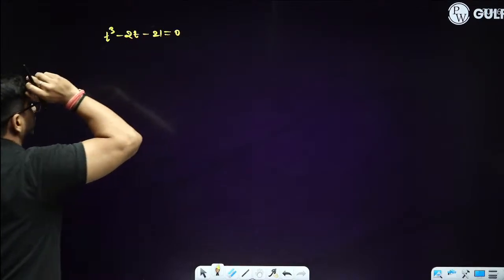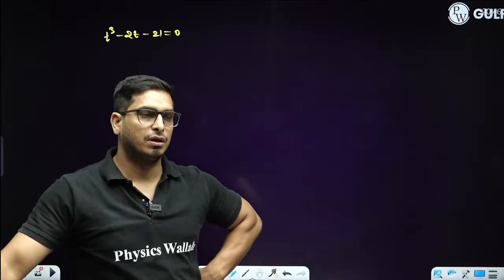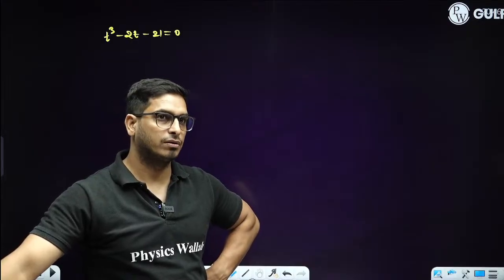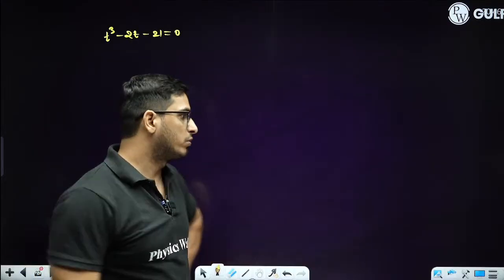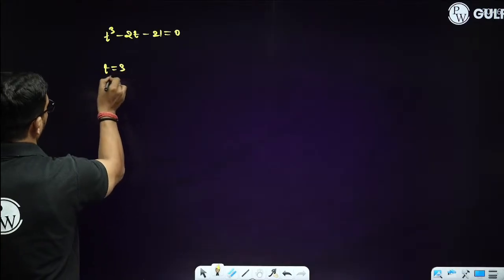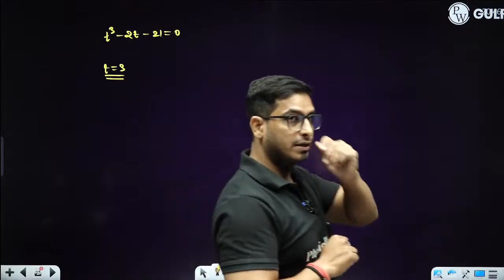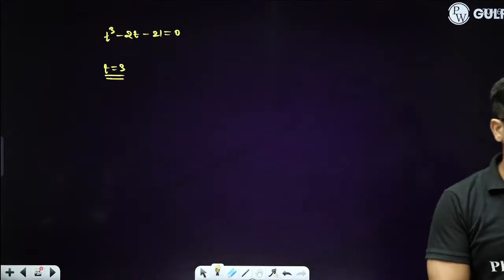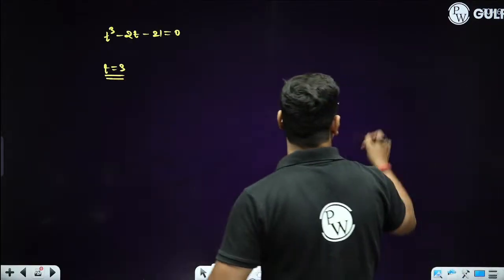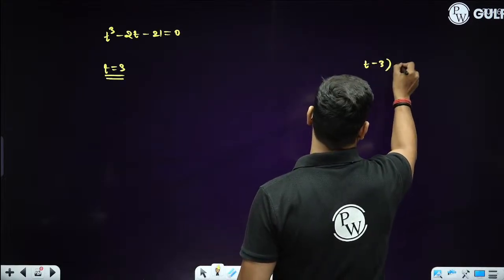T cube minus 2T minus 21. I can see one thing: if we suppose 3 to the power 3, 27, minus 6, 27 minus 6 is 21, 21 minus 21 is 0. So I think T equals 3. One solution for this cubic equation, correct? T equals 3. Find the other one: divide.